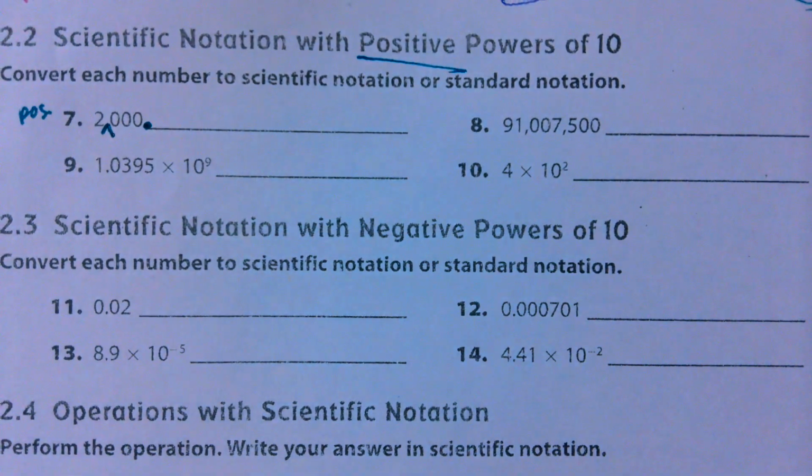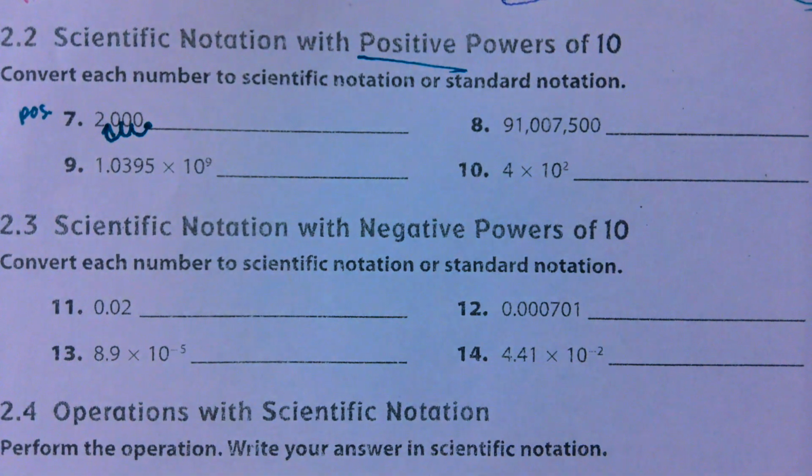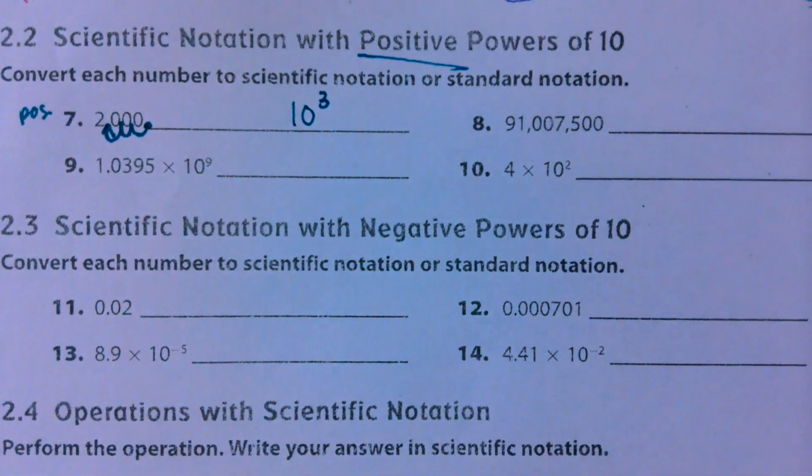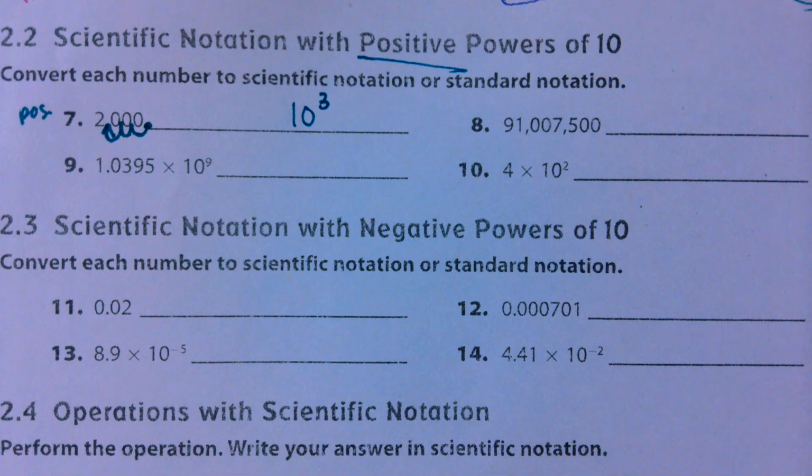So remember, we draw a dot where it's at. We make a little arrow to where we want it to be. And then we count how many spaces are in between. 1, 2, 3 spaces gives us 10 to the 3rd power. So what number is going to go in front?